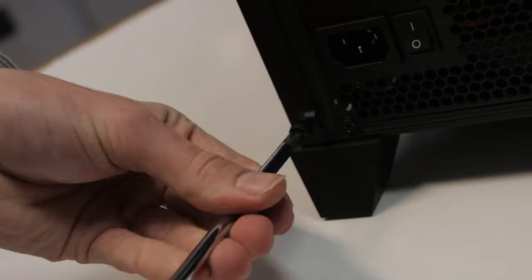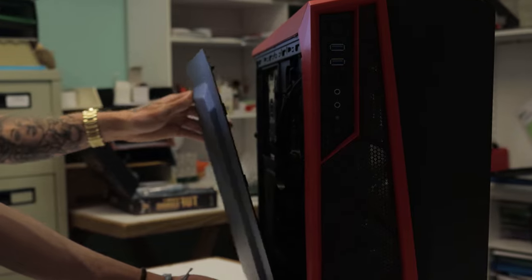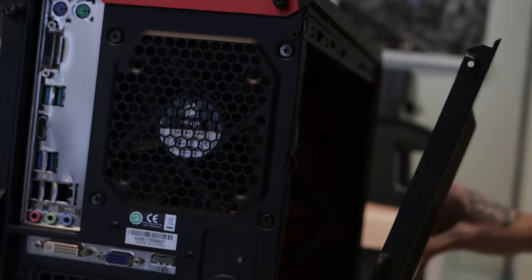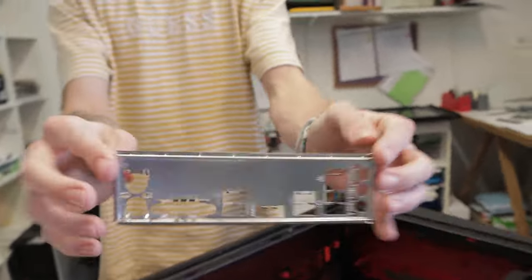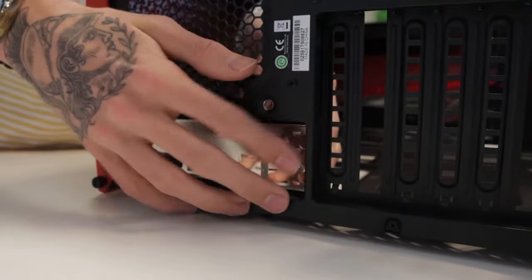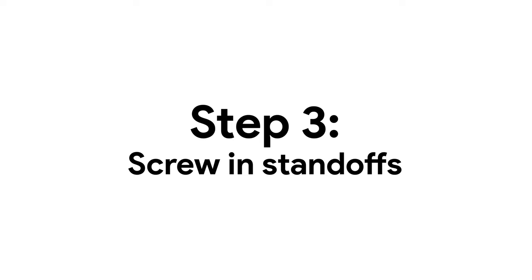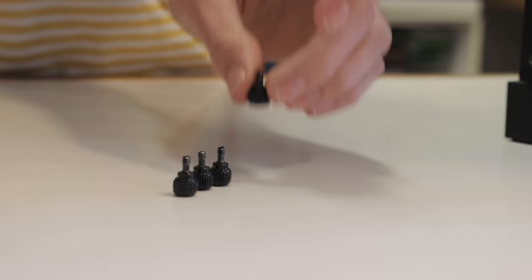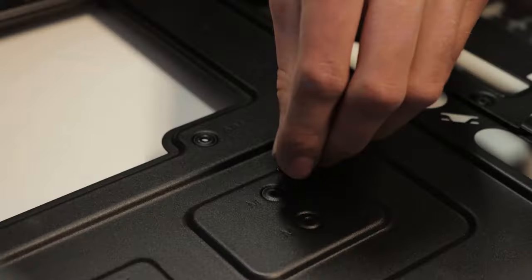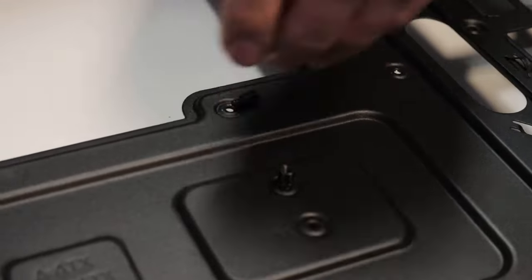Step one, open the case, removing both front and back panels. Step two, locate the slot for the IO shield and clip it in. Step three, find the holes for the motherboard on top of the standoffs and screw them in using your hands.